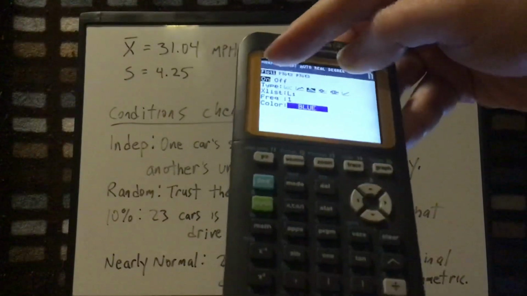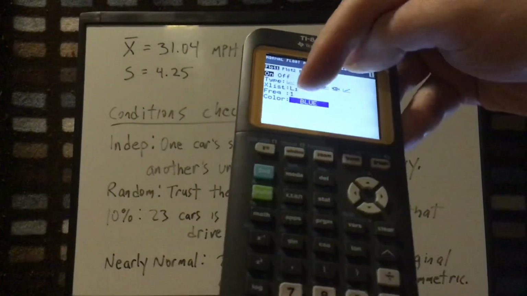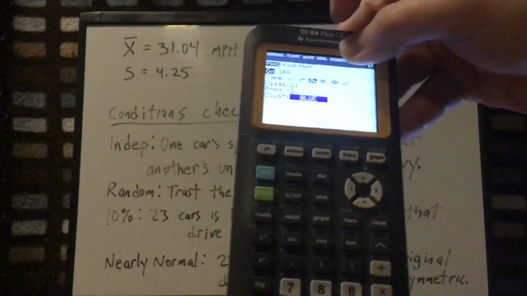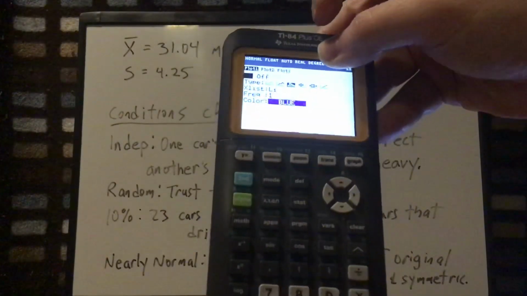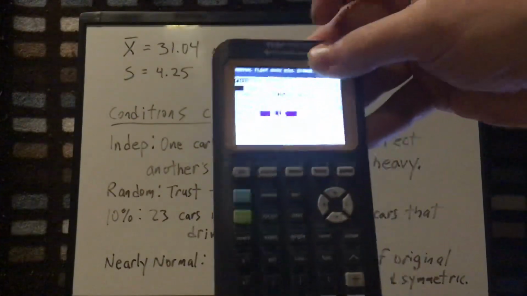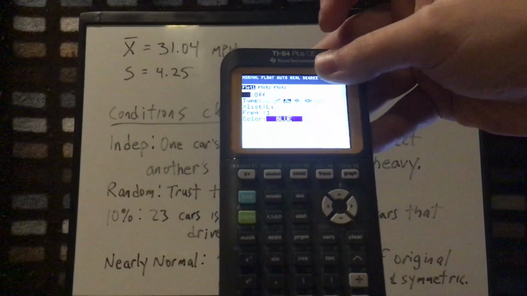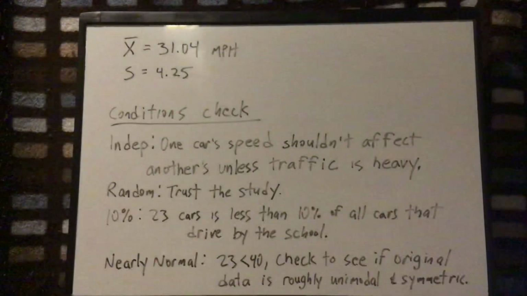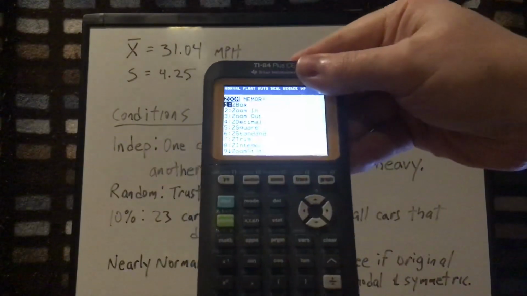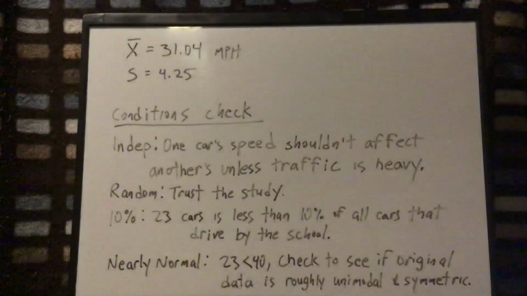So I turn the stat plot on. I want to make a histogram, and I want to make a histogram of list 1. That's where I stored my data. It'll give me a histogram of basically the speeds. Next you go to zoom stat. Remember that's zoom number 9. And if you do that, it'll make the histogram for you.